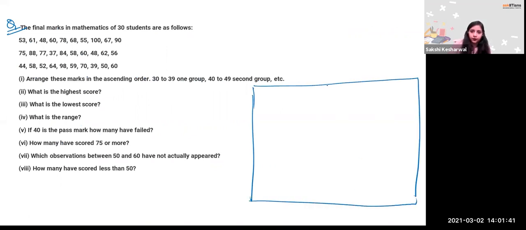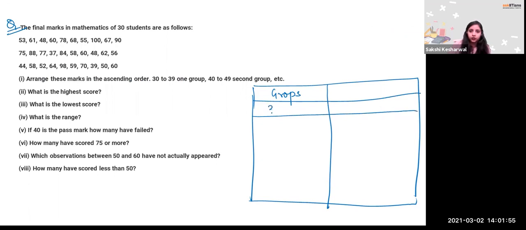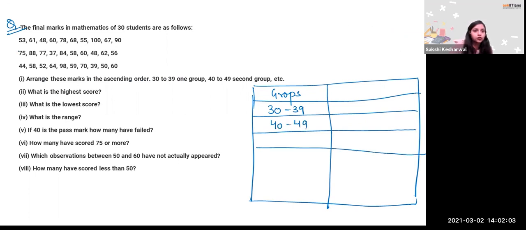You have to do the grouping. Arrange them in the ascending order from 30 to 39. So these are the groups. First is 30 to 39. The minimum is what, beta? 30 to 39. Then you have 40 to 49. And then, what's the maximum? It's going till 100. So you have to make the groups till 100.